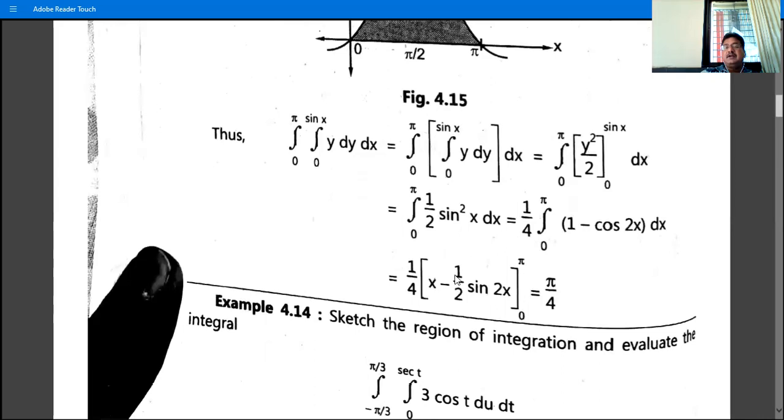Then the value at the upper limit: substitute x as pi, sine 2 pi means sine 0, and sine 0 is 0. So the value at the upper limit is just pi, and the value at the lower limit is 0. So pi by 4 is the answer.